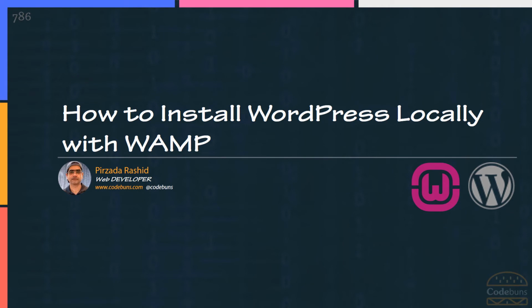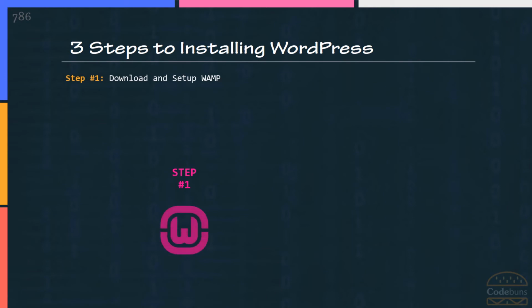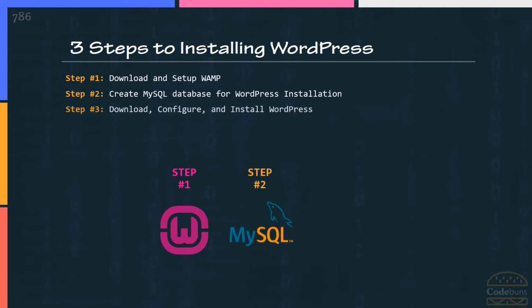In this video, I will walk you through how to install WordPress locally on a Windows 10 machine. I'm gonna do it in 3 simple steps. This means I show you how to download and set up WAMP, one of the popular options among PHP developers and designers. Then I create a MySQL database. And finally, I'm gonna show you how to configure the WordPress software.